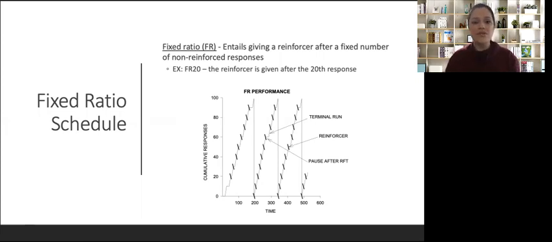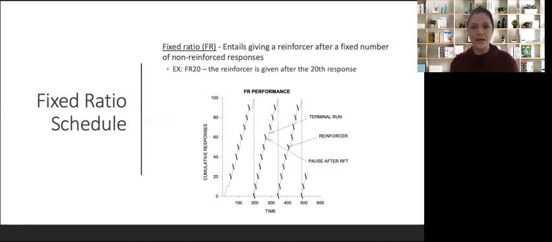And this graph just sort of shows you what that looks like on a fixed ratio performance, or a fixed ratio run. Every time you see a tiny little side dash, that's when a reinforcer was delivered. So a rat most likely is pressing a lever here. They press the lever 20 times, they get reinforcement. They press the lever 20 times, they get reinforcement, and so on and so forth. Okay. There's a slight little pause in responding here.